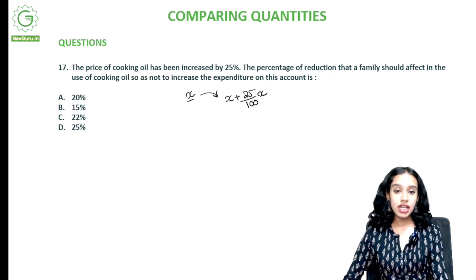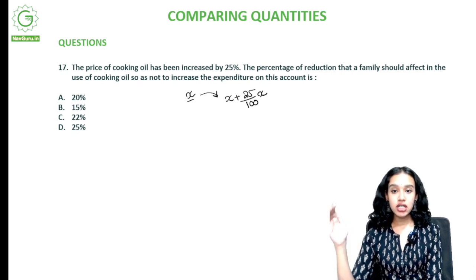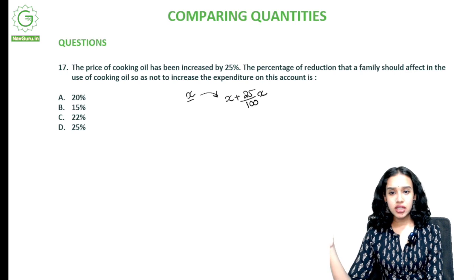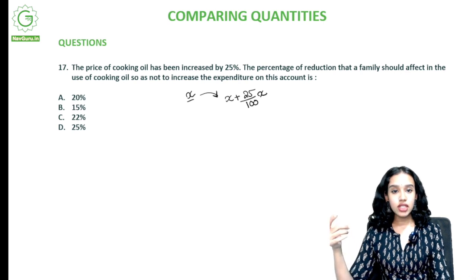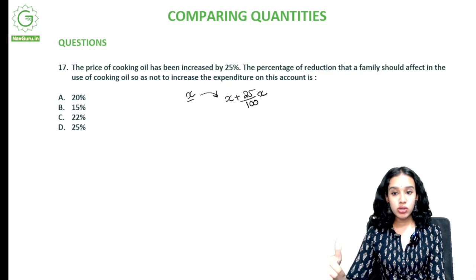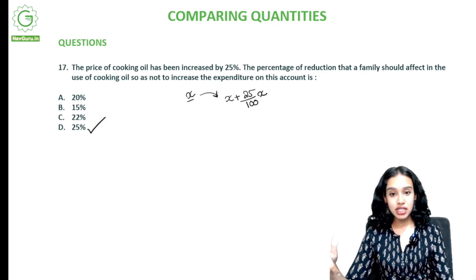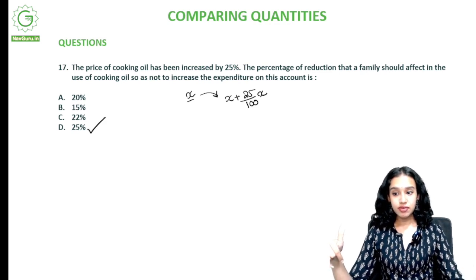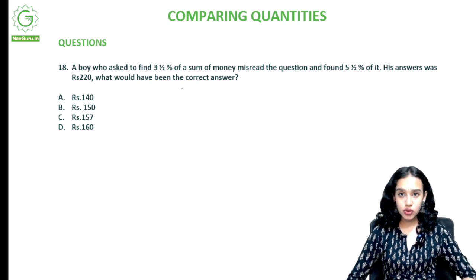So we have a total expense here. If we are spending an amount of money on the price of cooking oil, the family should have a particular expense, right? So if it is increased by 25%, it should also decrease by 25%, right? Yeah. Let's move on to the next question.